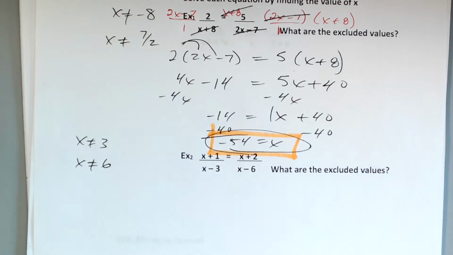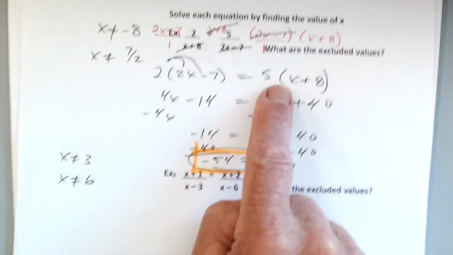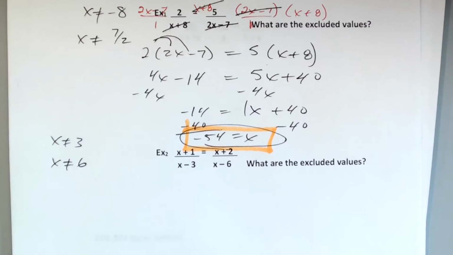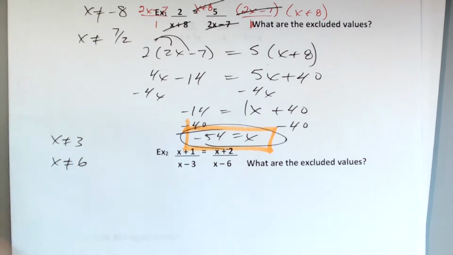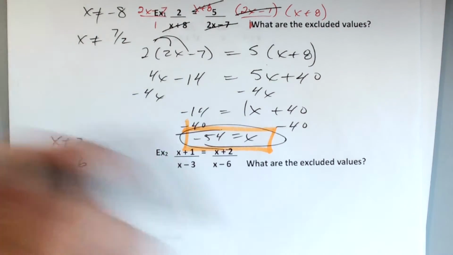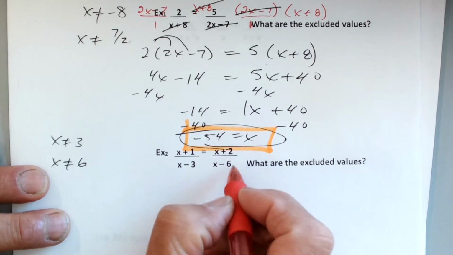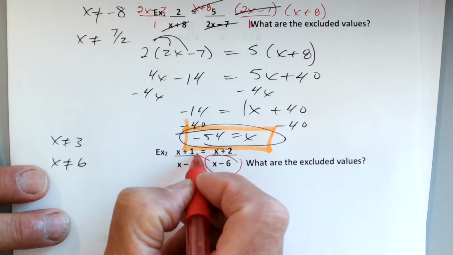So let me show you an easier way than what I did up here. Okay, I wanted to show you why it works. But if you get a fraction equal to a fraction, we just cross multiply. So if I multiply both sides by x minus 6, it's just faster to say, well, I'm just going to cross multiply.